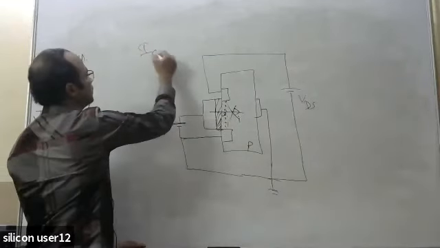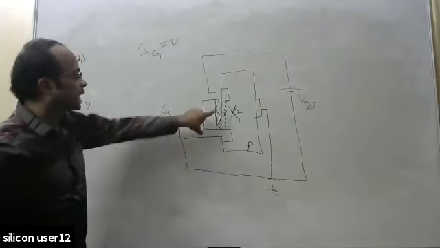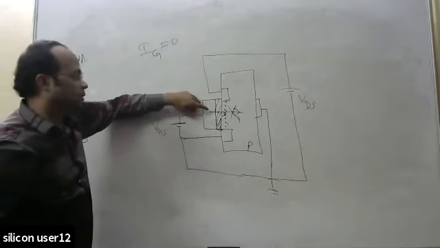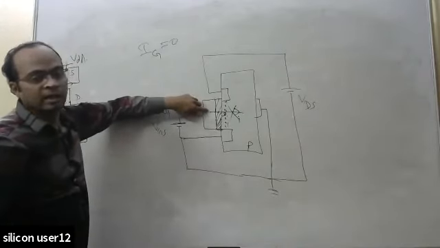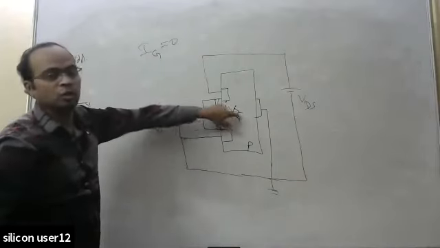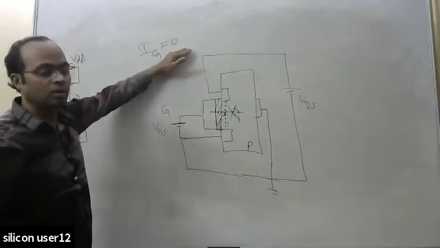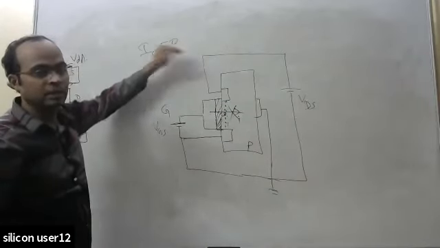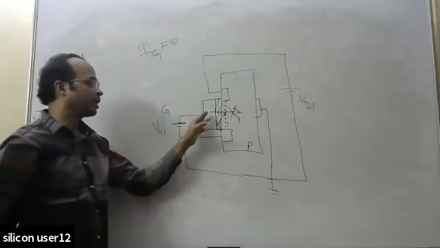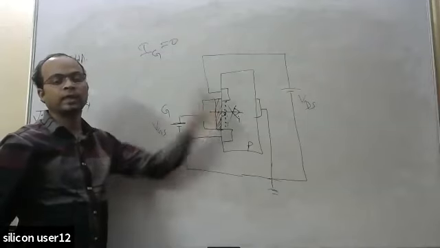Ig equal to 0. Okay, why? Because I have an insulating region. Since the insulating region is there, though the gate is at positive voltage, there is no possibility of current flowing from gate to body. So there is no gate current. Gate current is equal to 0. In other words, the gate is the input side, so no current is flowing from the input side.